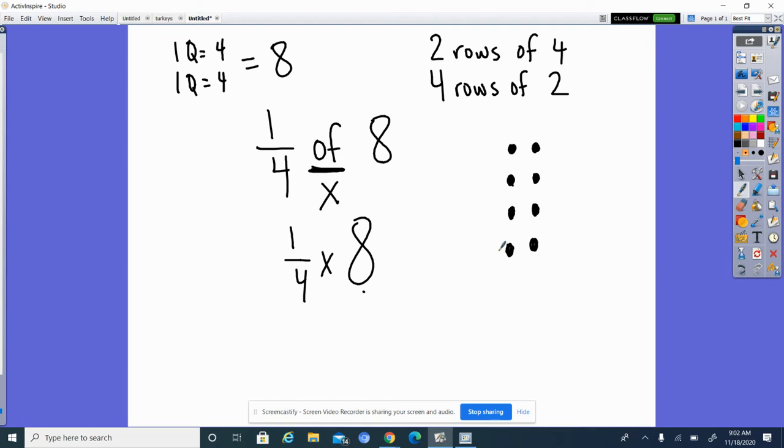All right. So we've got our array. Now, I always like to put it so it looks like a rectangle. So I always like to put a rectangle around it, okay? Is there a way that we can now cut this into fourths? Is there a way for us to cut it into fourths? Okay? Someone tell me how. Yes.